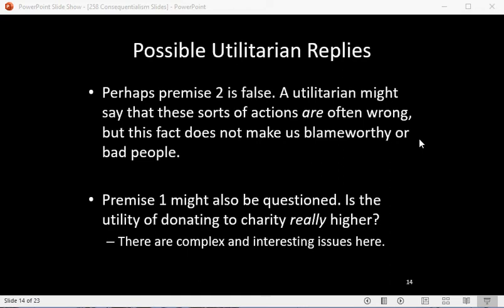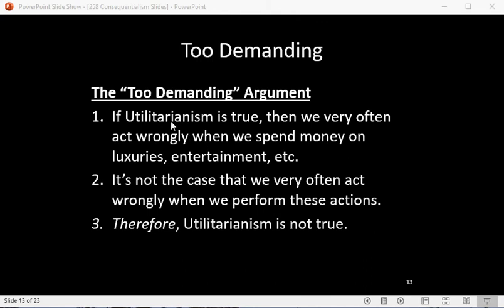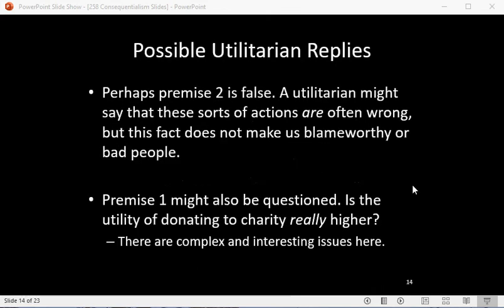Premise 1 might also be challenged. Premise 1 basically says that utilitarianism implies that it's often wrong to spend money on new phones and new clothes and stuff like that.